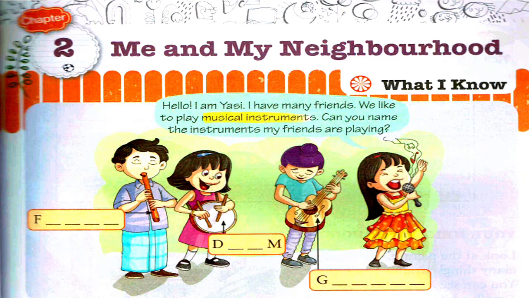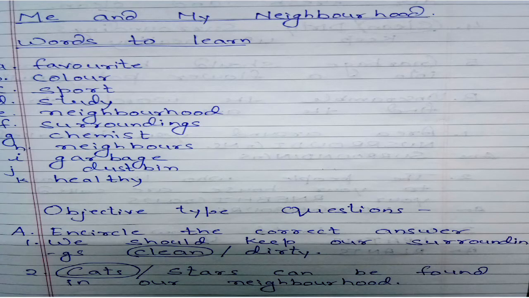Today I have come to discuss with you all the exercises of chapter 2. Before I start with the exercise, we will discuss some words to learn. Number one, A, favorite.